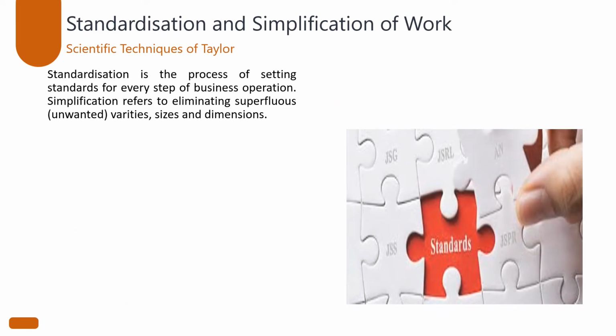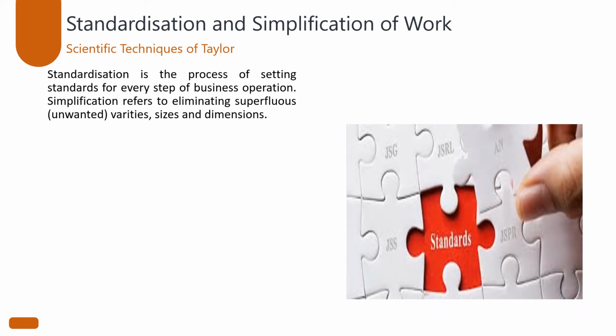Second technique of Taylor is standardization and simplification of work. Let us first understand the meanings. Standardization is a process of setting standards for every step of business operation, and simplification refers to eliminating superfluous, unwanted varieties, sizes, and dimensions.